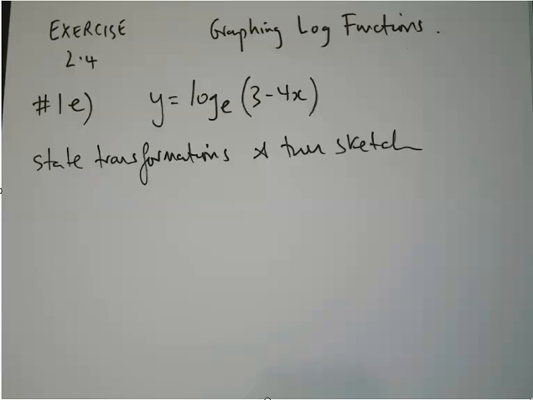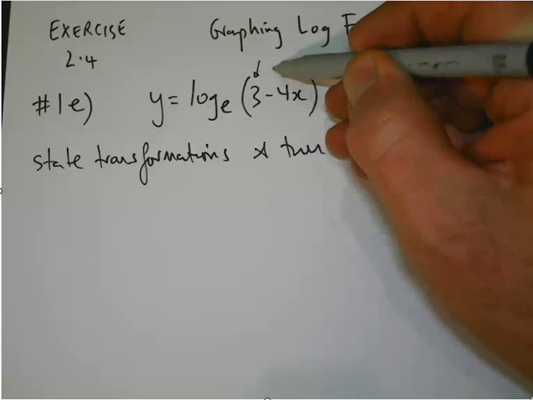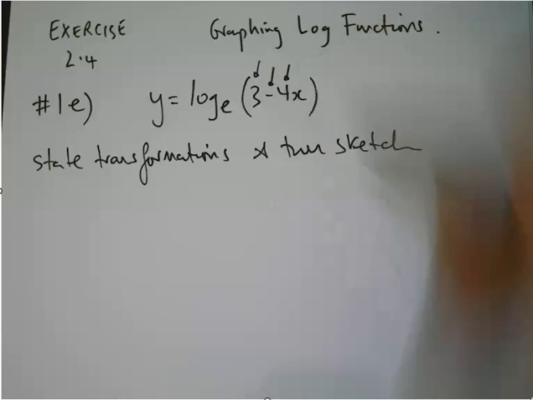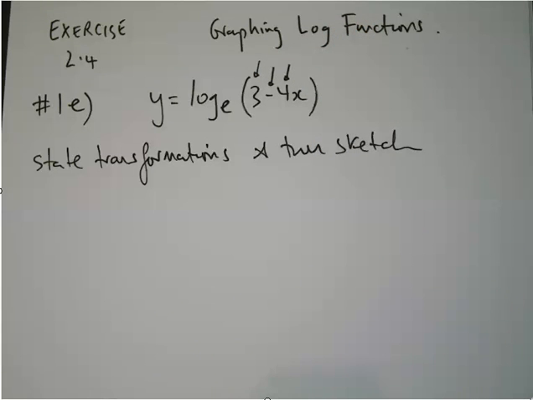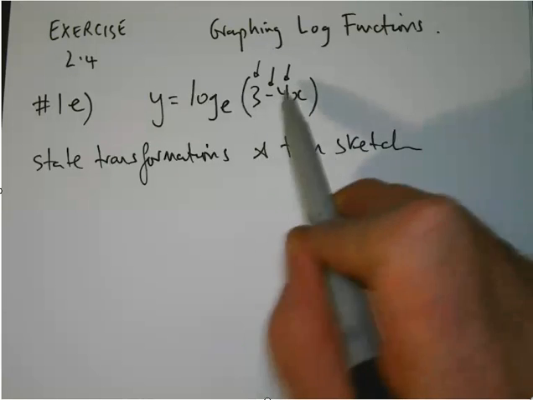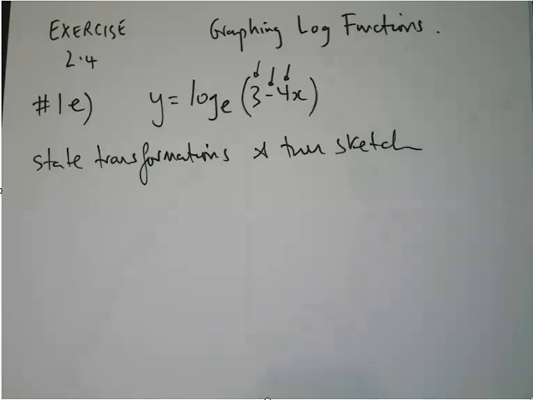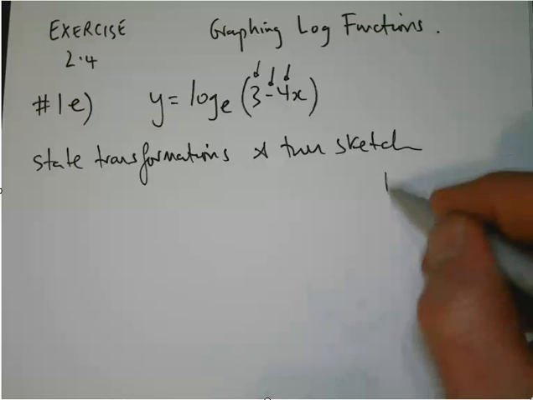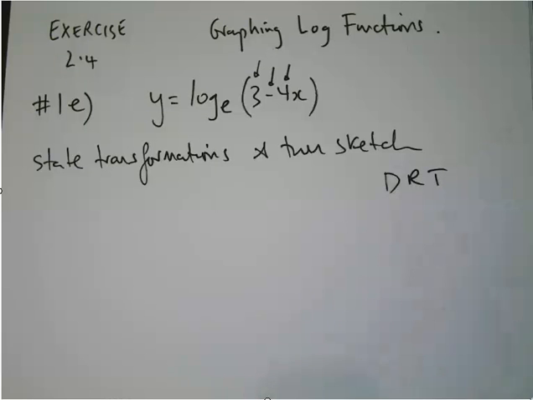Okay, to obtain the transformations, I can see that a 3's been added, a negative's been added, and a 4's been added. So there's really 3 transformations that have occurred. And they're all inside the logarithm, so they're all to do with x. So that I can interpret them, I'd like to bring them out of the brackets so that I can get D, R, T in the correct order.